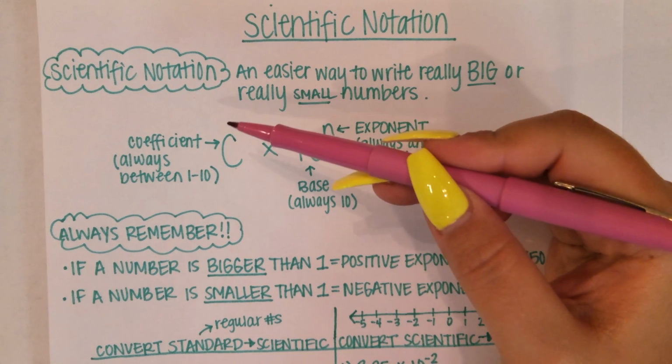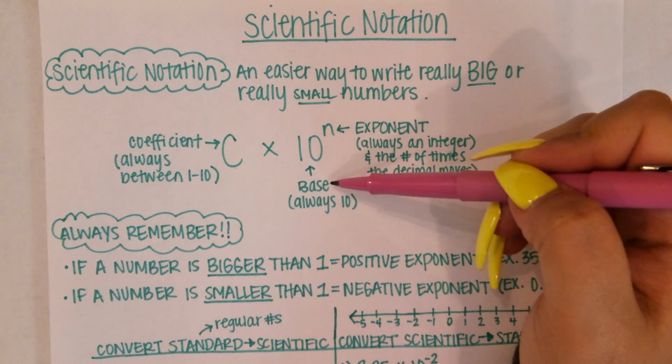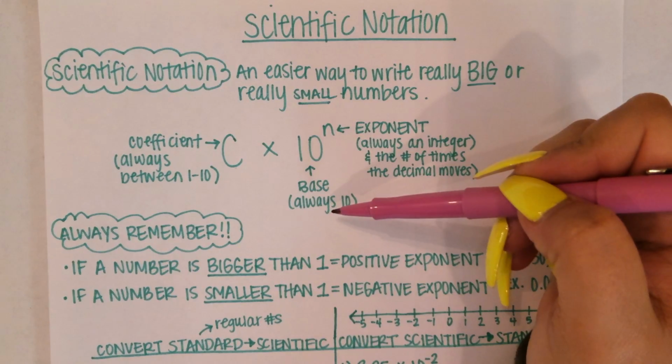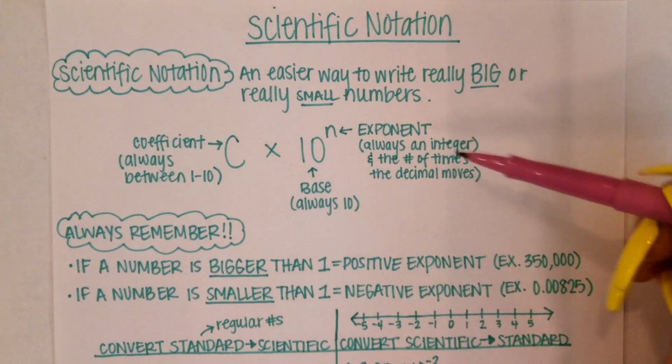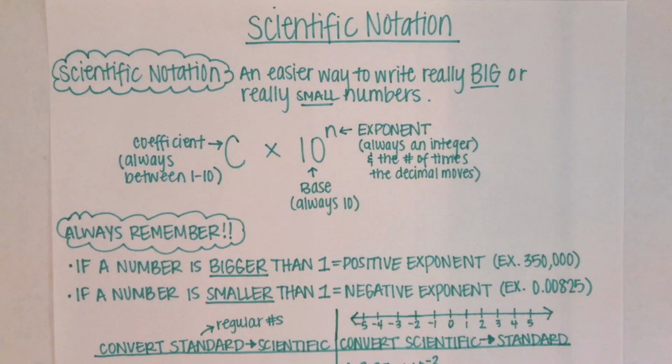C stands for coefficient. 10 is the base, and it's always going to be 10 for scientific notation. The n is the exponent, which is always an integer, so it's always going to be a positive or negative whole number, and it's going to represent the number of times the decimal moves.